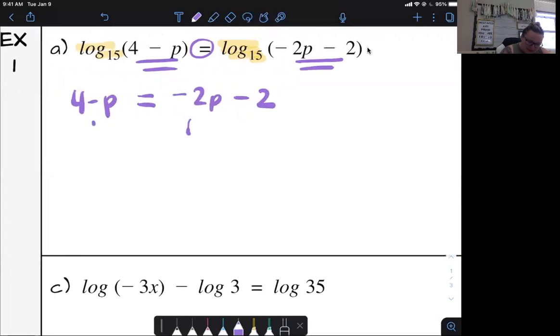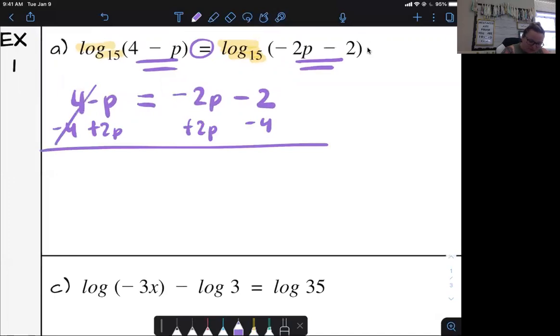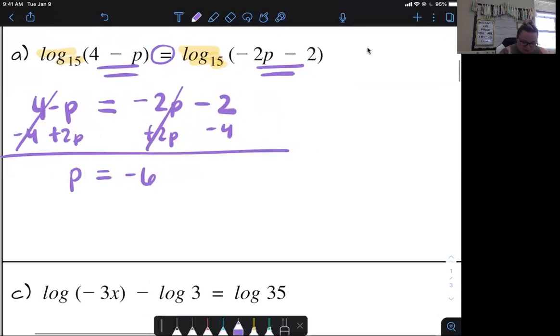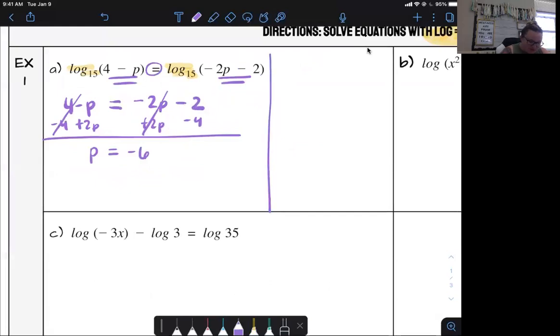Let's see, let's add 2p to this side. Let's subtract 4 from that side. We're gonna get 1p is equal to negative 6. And then we want to plug it back into our equation just to make sure that it works. You know, we always got to check our answers.